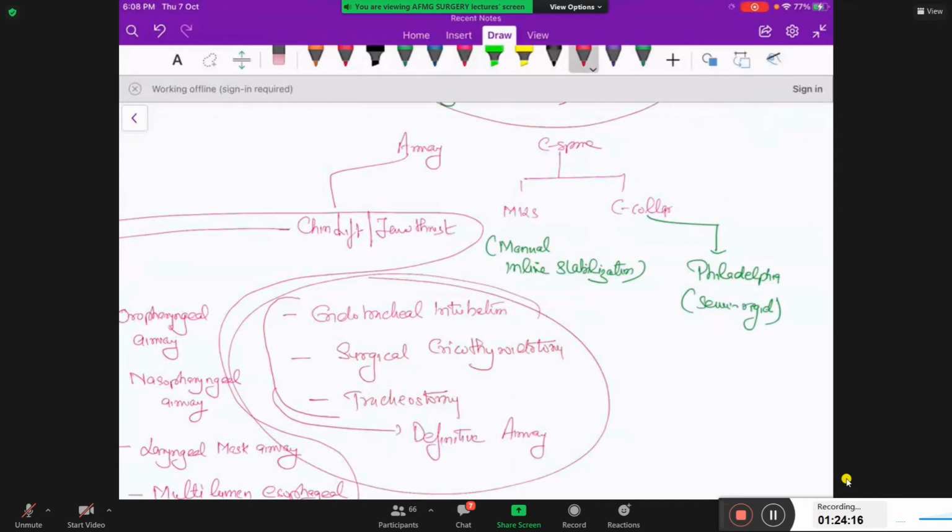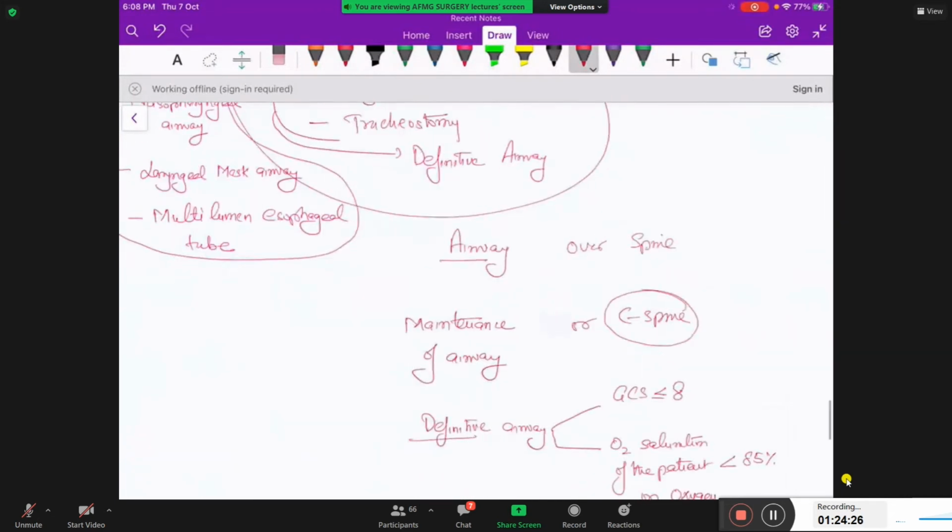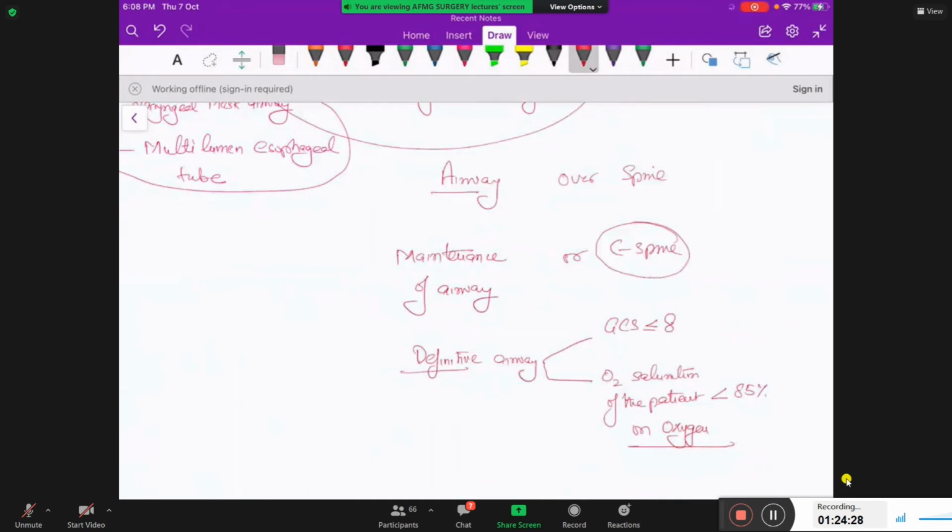And how will you protect the cervical spine? Either by MILS or by a cervical collar. Now, how will you decide whether the patient needs an intubation or not? If any of these two are there, you have to put in an endotracheal tube and then only you can proceed to B. Understood? So any patient who has GCS of less than 8 is a candidate for endotracheal intubation.